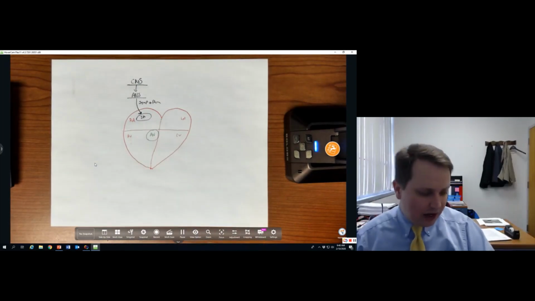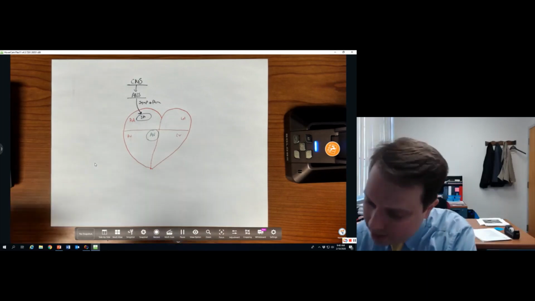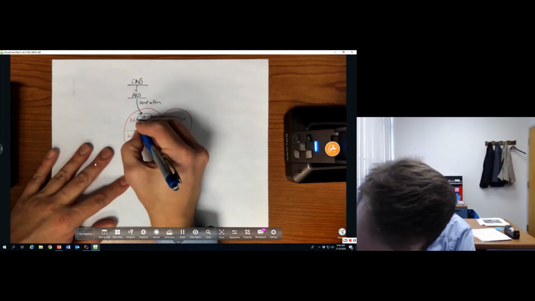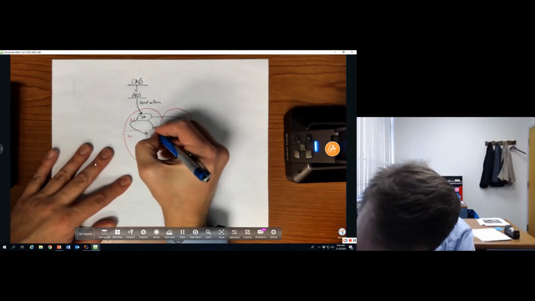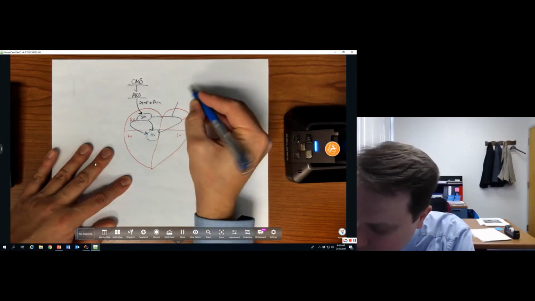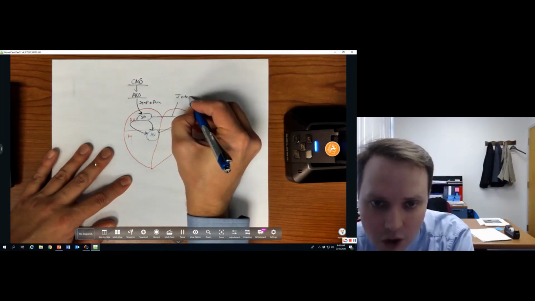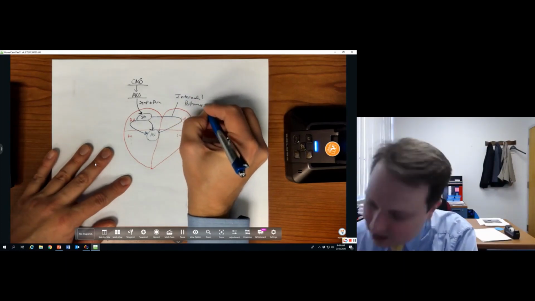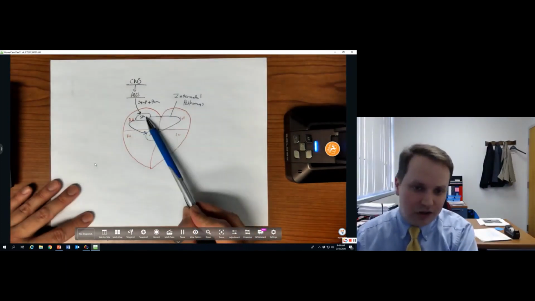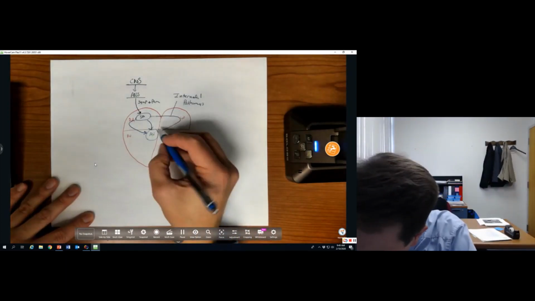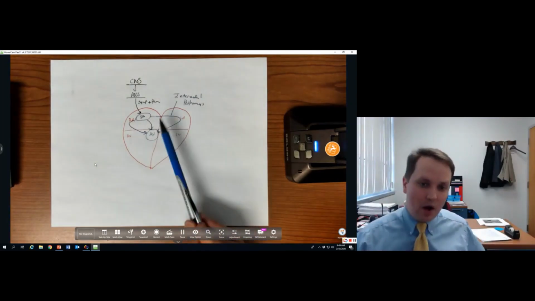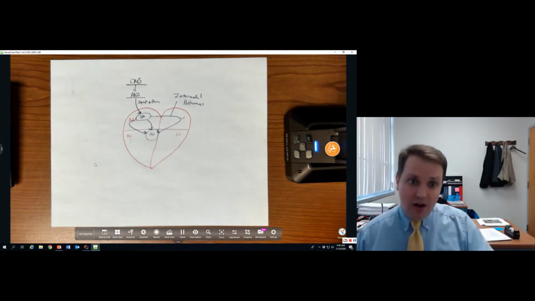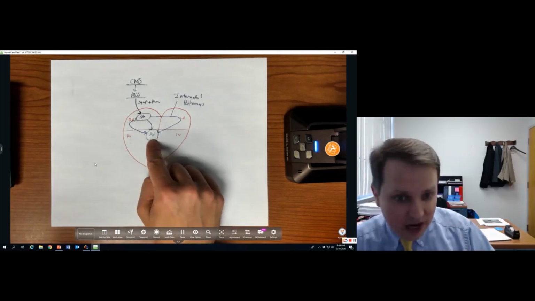Now, SA node and AV node need to be able to communicate with each other. Now, the SA node will send signals across the atria through something called the internodal pathways. Now, what is that? If you think about internodal pathways, it's between two nodes. These are those conducting system cells, and they roughly fill a pattern somewhat like this throughout the heart tissues.